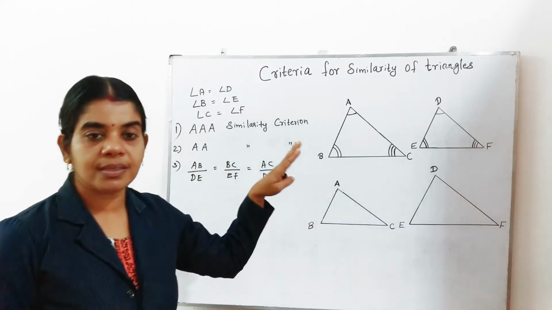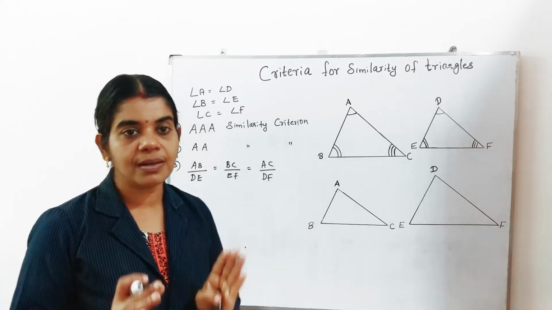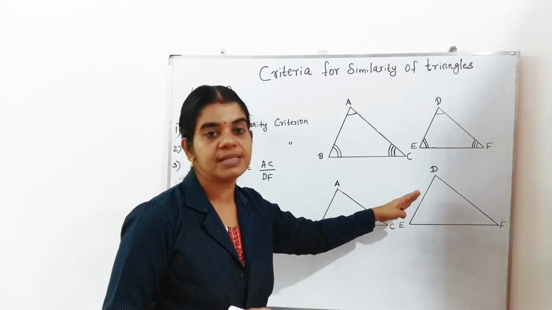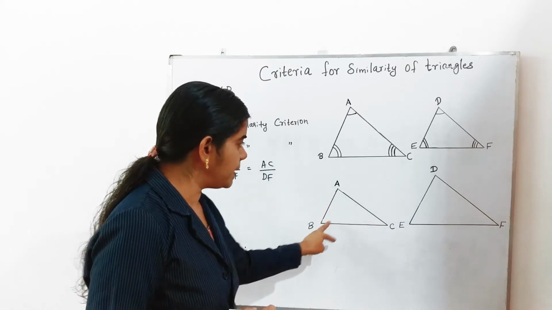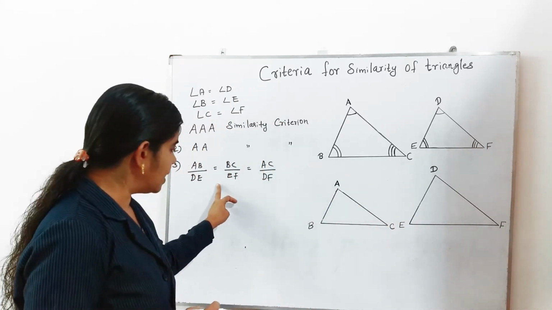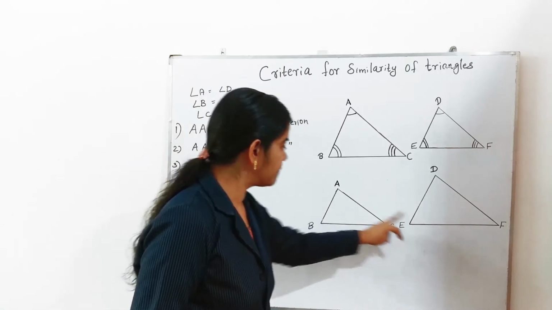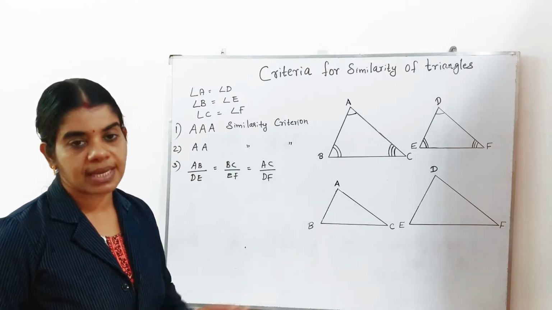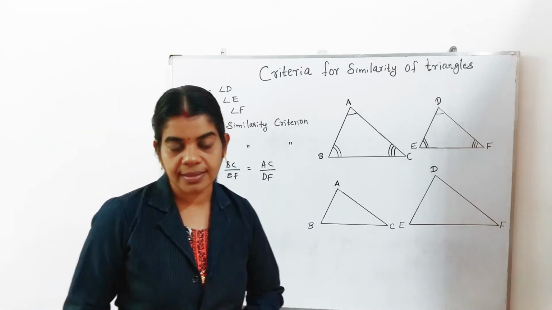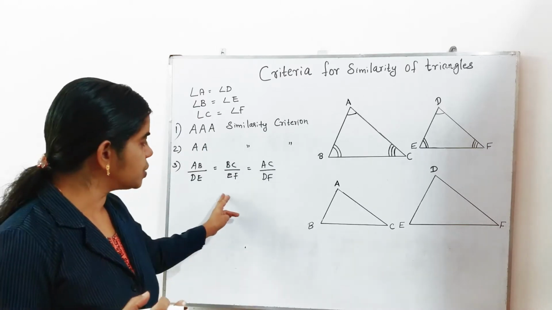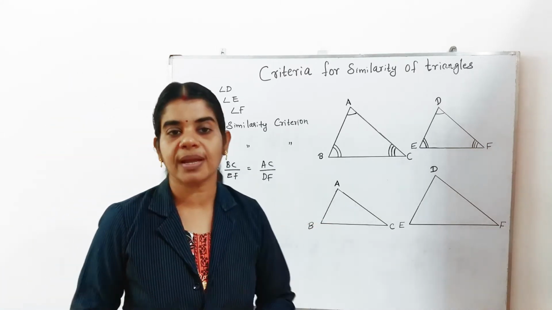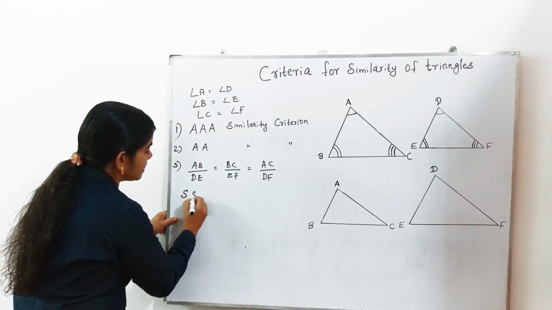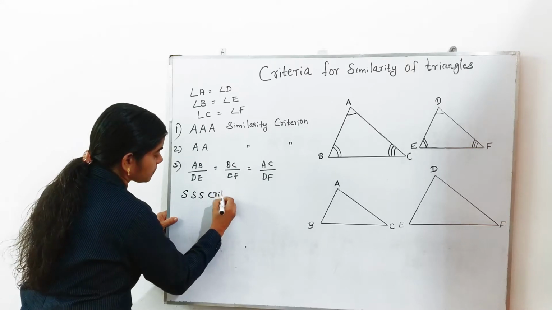In the case of congruence of triangles, we look at the side lengths, but here we look at the corresponding sides ratio. That means AB by DE is equal to BC by EF and AC by DF. These are the corresponding sides ratios. If in two triangles the corresponding sides ratios are equal, then the two triangles will be similar. This is known as the SSS criterion rule.